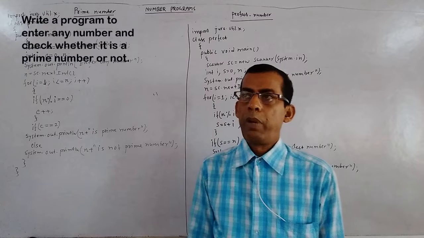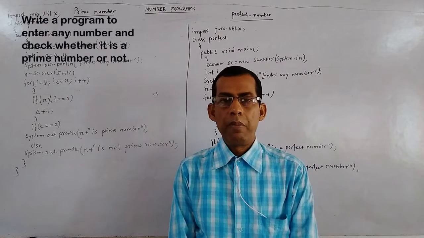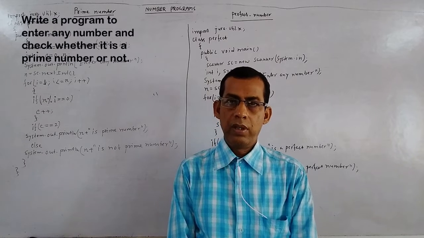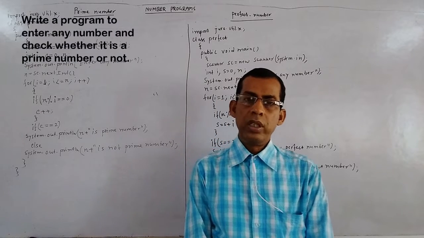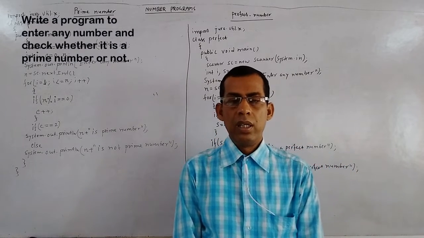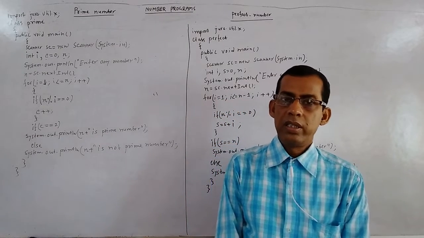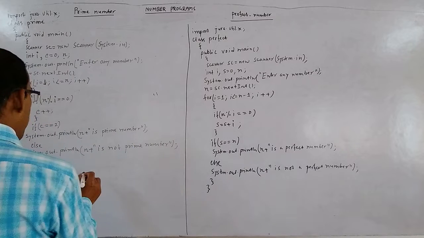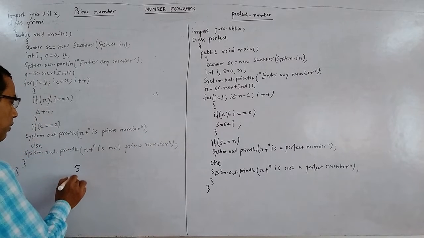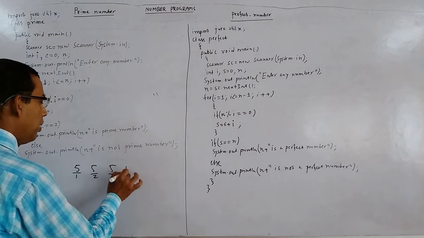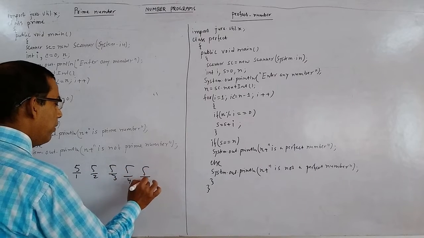So what is a prime number? A prime number is a number which is divisible by 1 and itself. Say 3, 5, 7, 11, 13, these are prime numbers. Say 5. 5 is a prime number. Why? If you divide 5 by 1, 5 by 2, 5 by 3, 5 by 4, 5 by 5.